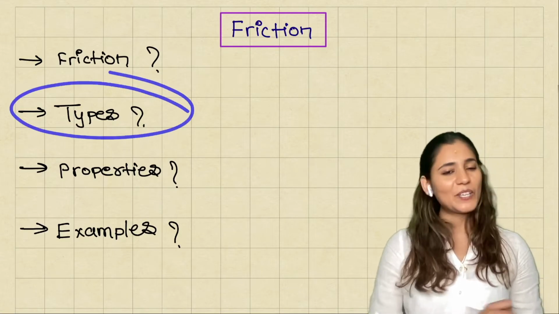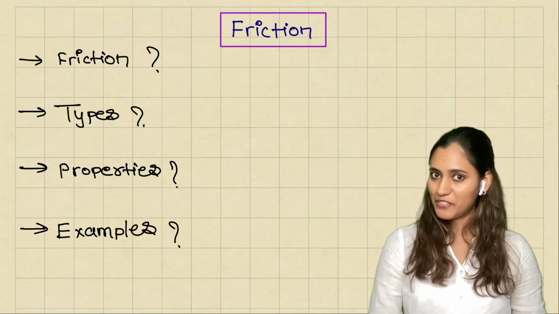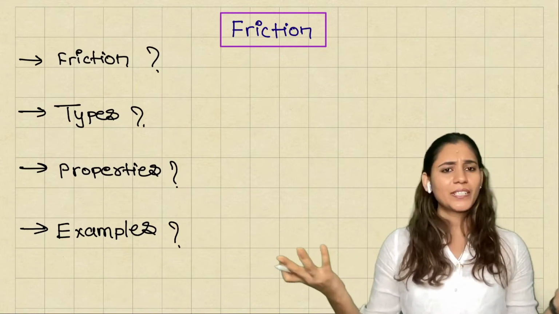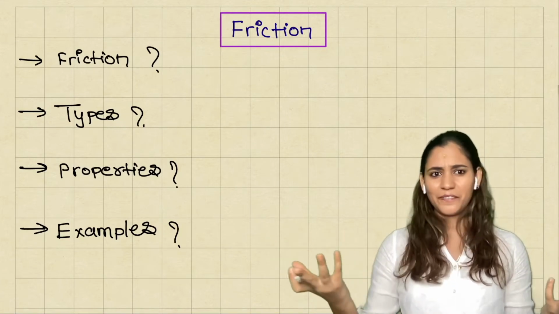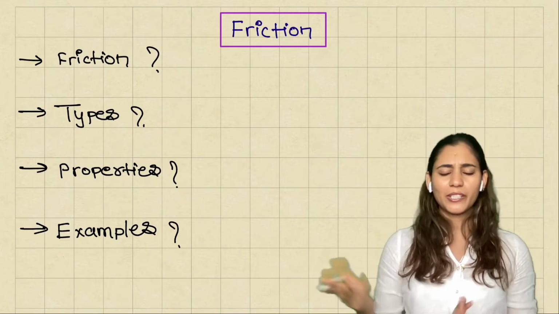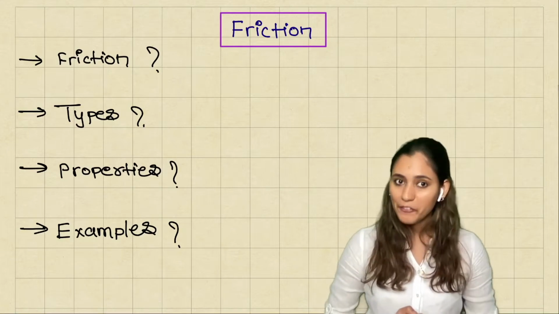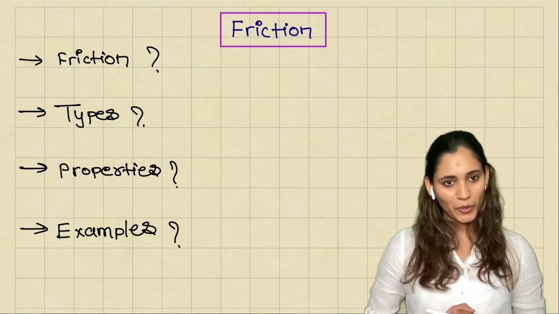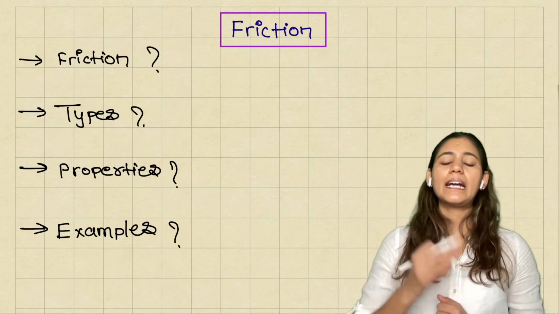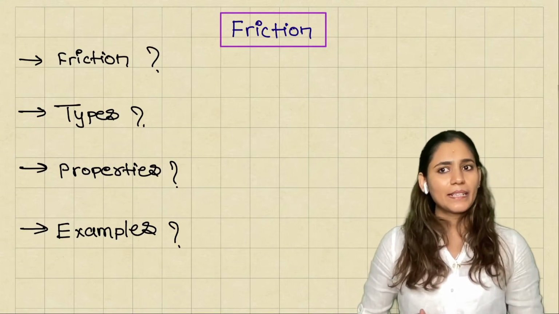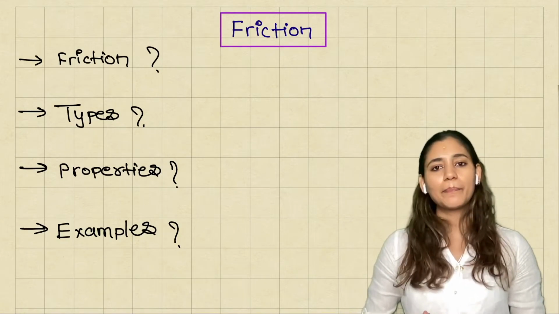Now let's talk about the types of friction. Can we say that friction is just that, if the object is in contact? No, we can categorize friction in different groups. So let's understand its types. In order to understand the types, let's take a few examples or do a few experiments so that we will understand it properly.